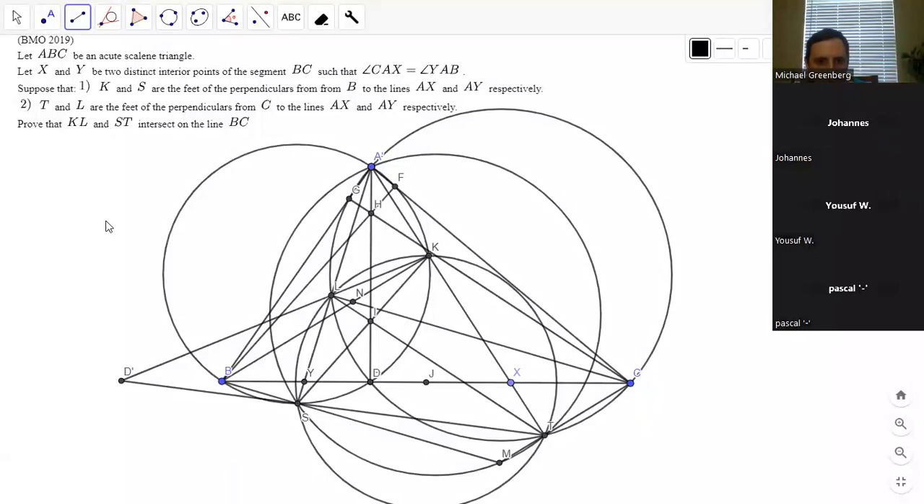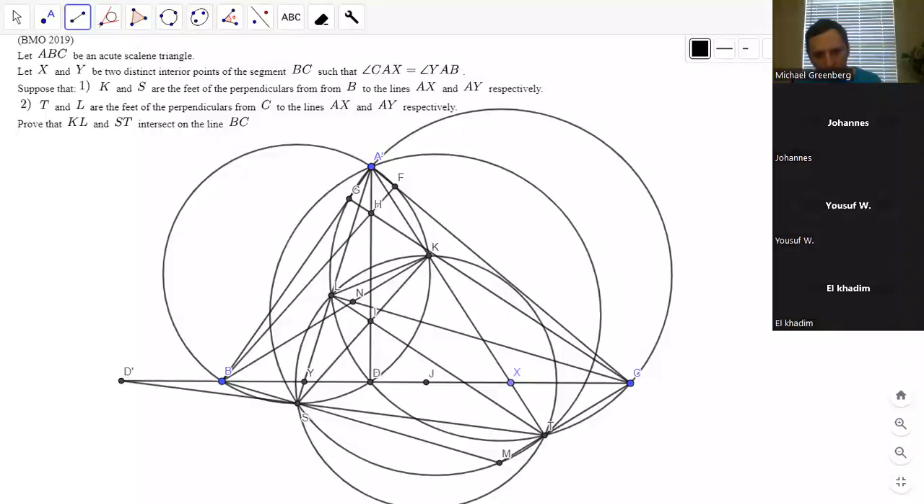So we want to show that DI would be the polar of A, and AD would be the polar of D prime. I think I have a proof just using Menelaus's theorem on AYX, and we can just compute the ratio that D prime divides YX, and it should just work.